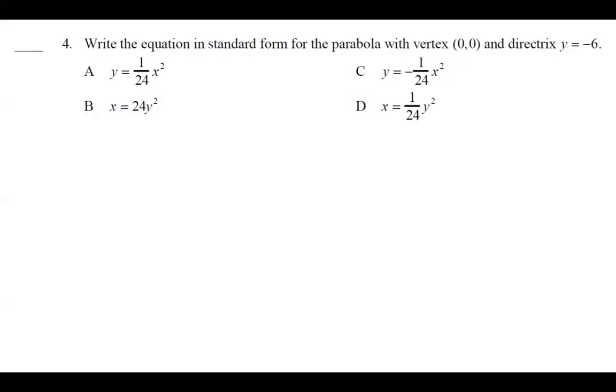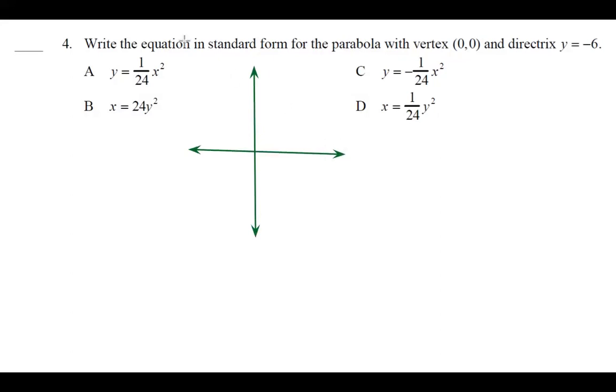All right, number 4. This time we're given different pieces of information. We're asked to write the equation in standard form of a parabola with the vertex 0, 0 and given the directrix at y equals negative 6. Whenever I am not able to see which of these parabolas I'm supposed to use, you can always draw yourself a picture of it, okay? So let's go ahead and create our graph.